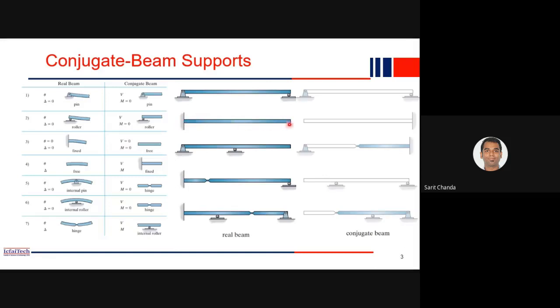For example, this is a real beam where one end is fixed. So basically, this is a cantilever. This end is fixed and this end is free, right? But what about the conjugate beam? In the conjugate beam, this end will be free, because if the real beam end is fixed, then in the conjugate beam it will be free. Whereas if the real beam end is free, then in the conjugate beam it will be fixed. Similarly, you can convert all the supports from real to conjugate.